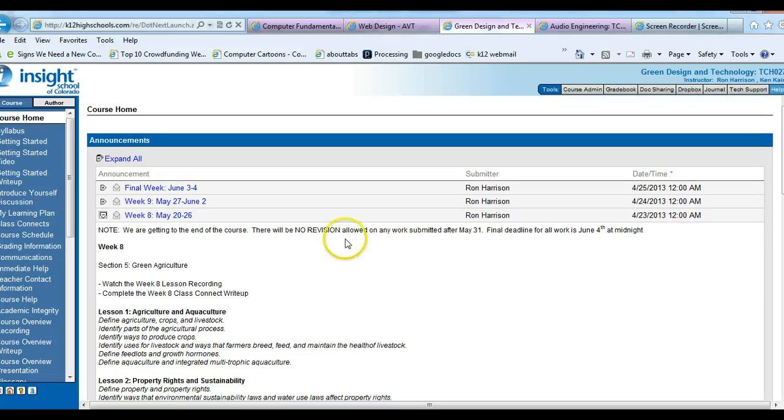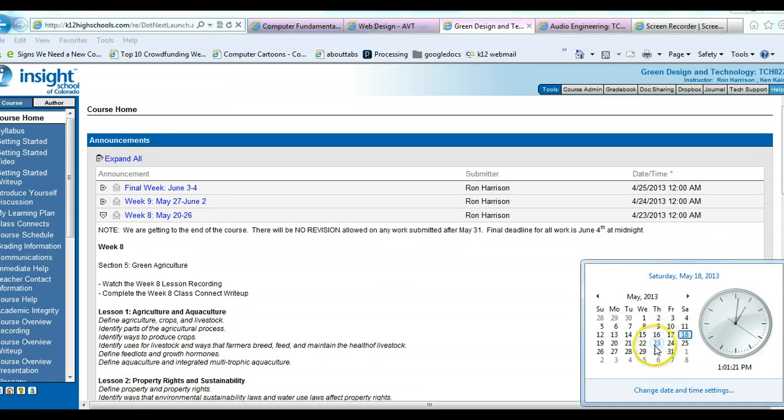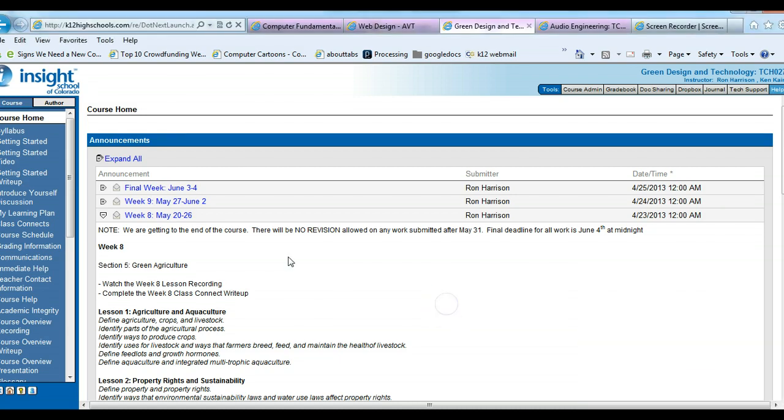You can see that Week 8 goes from May 20th to 26th. And as my note says here, obviously we're getting near the end of the course. No revision on any work after May 31st. So if I pull up a calendar, take a look at this. May 31st is 2 weeks from now. It's a Friday. Anything turned in after midnight that day, for these next 4 days, you cannot get revisions on that. So I suggest you get work turned in early.